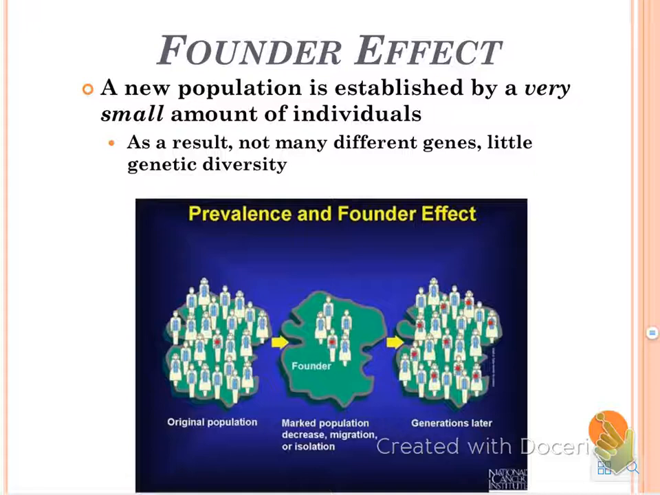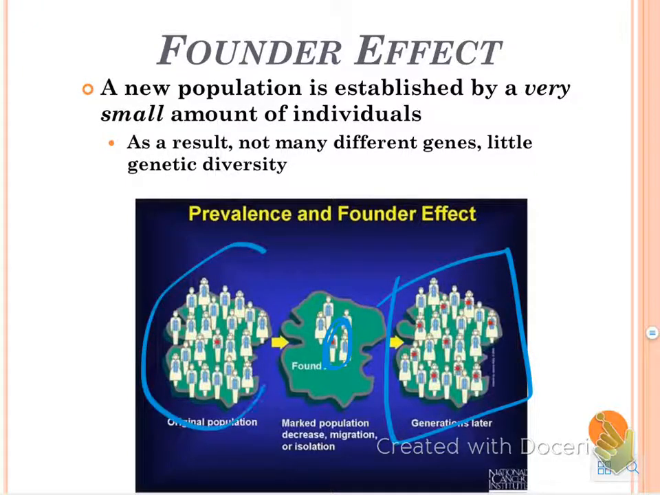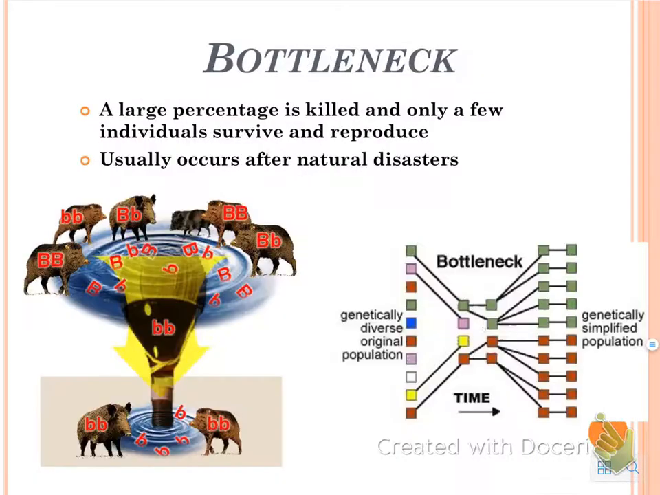As a result, if there's a defect or something wrong with someone, like this guy, it shows up a bunch more generations later than it would have had he stayed in the original population.